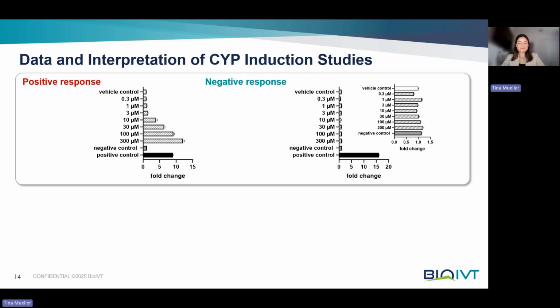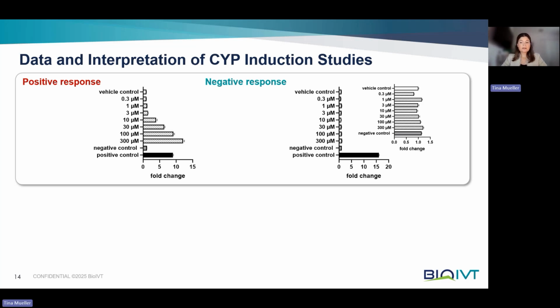Now, let's look at some typical data of CYP induction studies and how to interpret the results. We have here 2 bar graphs that show a typical positive and negative response. The fold change is on the x-axis, and different concentrations are shown on the y-axis. On the left, we have an example of an inducer with a positive response. So, with increase in concentration of the drug candidate, the fold change increases.